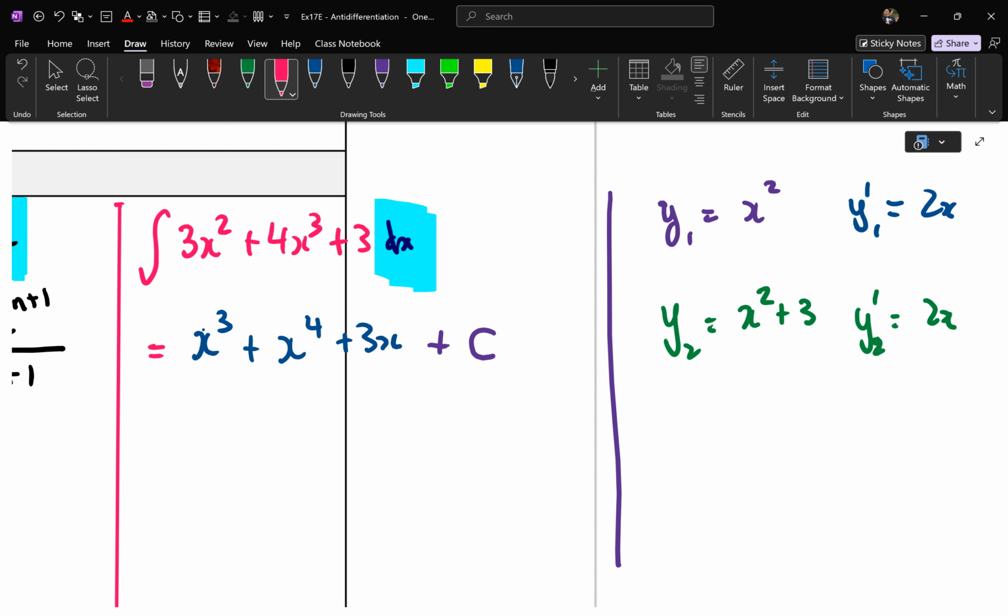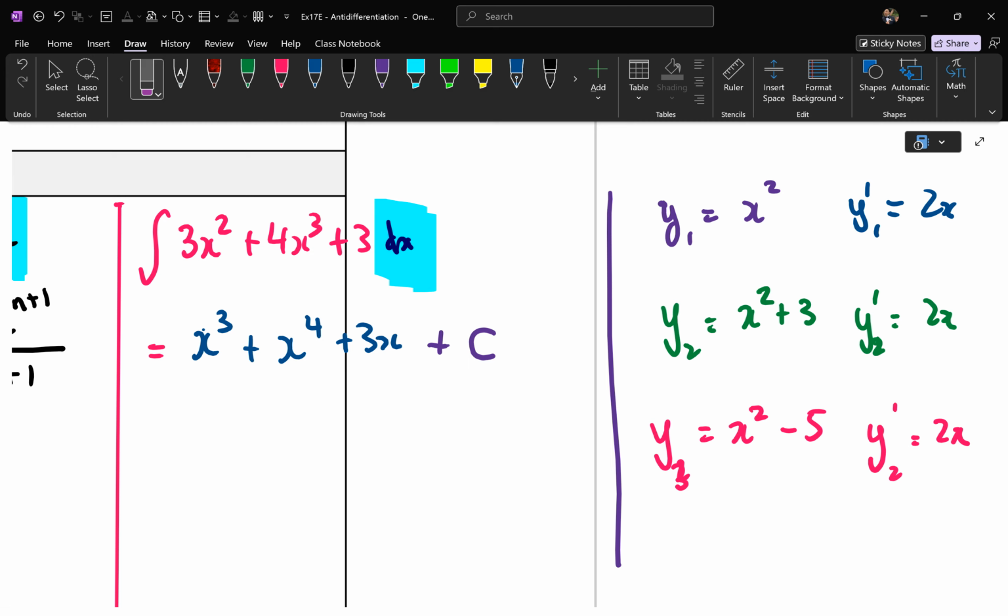If I gave you now a third one, x squared minus 5. What is the derivative here? 2x. Can you see all 3 of them are different? So I want you to pay attention to this bit, why you need the plus c and why it's called indefinite. This is x squared, you told me derivative is 2x. This is x squared plus 3, you told me derivative is still 2x. This is x squared minus 5, you still told me the derivative is 2x.